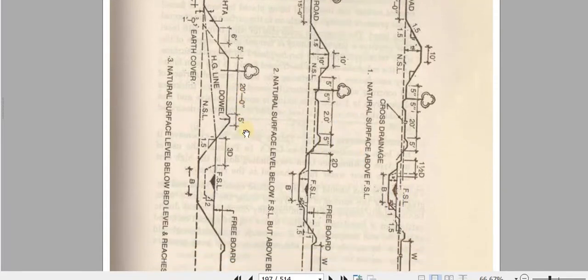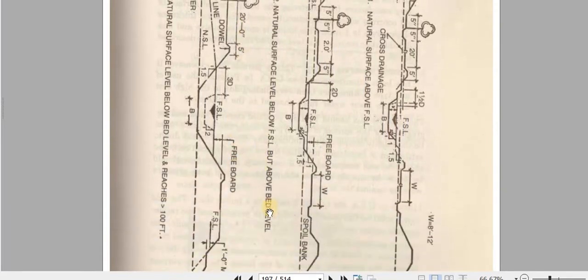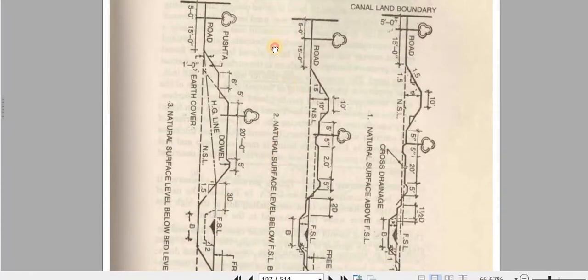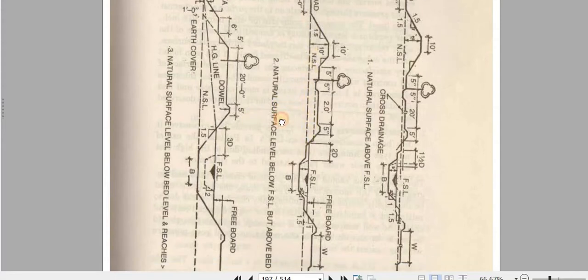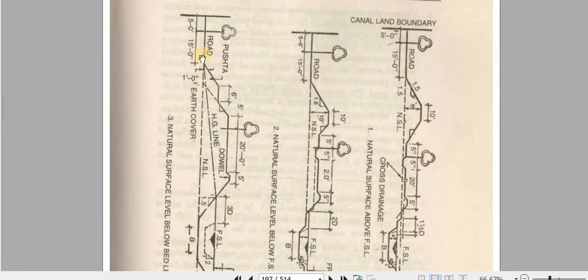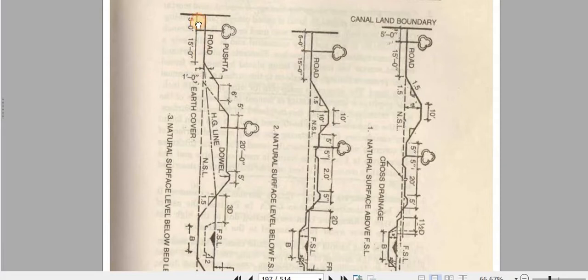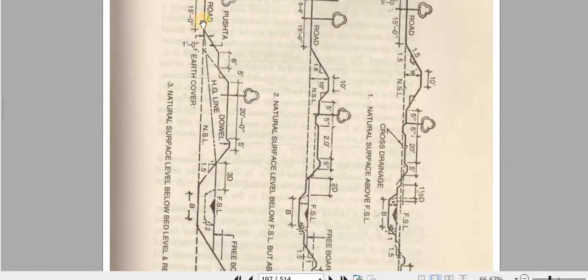The second one is the natural surface level below full supply level but above bed level. The road is above the bed. This is the road level. The road is above the bed but below the full supply level. Here the embankment will be a little bit more. In the third case, when the road is lower, equal to the bed, or below the bed level, then we have to make higher bunds like a dowel. This is the dowel, this is the higher height, and this is the embankment. This will be the hydraulic grade line.